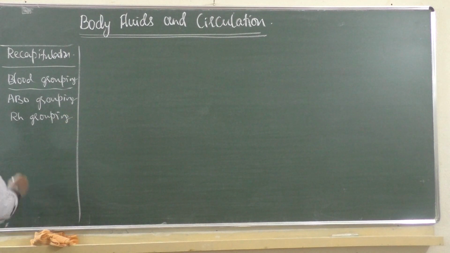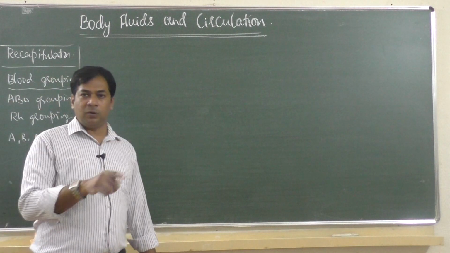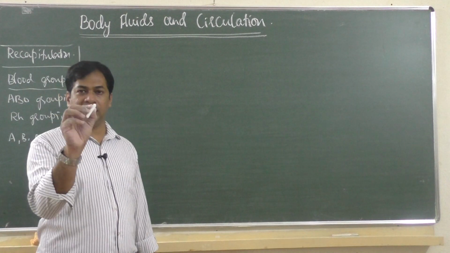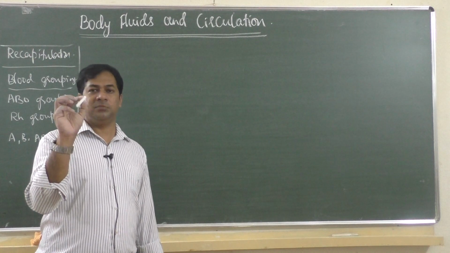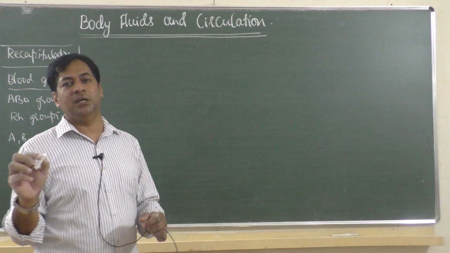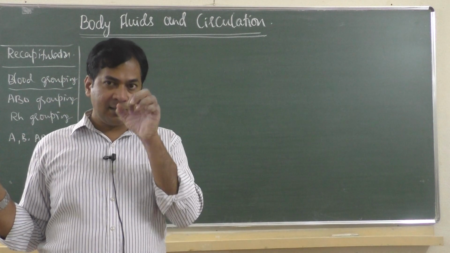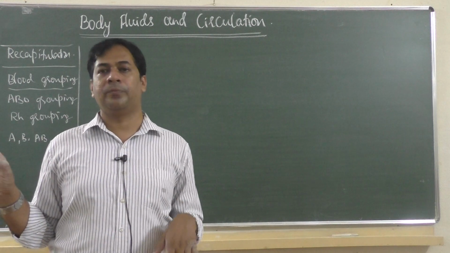ABO blood grouping means to know whether the blood group is A, B, AB or O. We have learnt with the table in the last class. A means on the outer membrane of RBC, antigen A is present, then it is A. If antigen B is there, then it is B blood group. If both A and B are there, then it is AB. If no A, no B, then there are no antigens, then it is O.